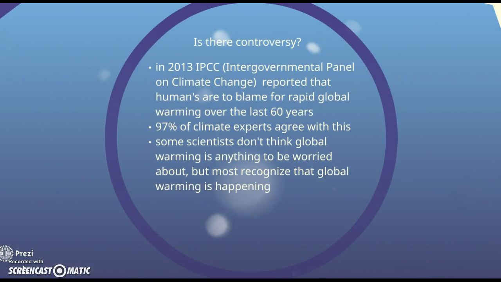Over the years, there has been a lot of controversy over global warming. In 2013, the IPCC, which stands for Intergovernmental Panel on Climate Change, reported that humans are the most to blame for global warming over the last 60 years. 97% of the climate experts agree with this. Some people do not think global warming is anything to be worried about, though most recognize that global warming is happening.